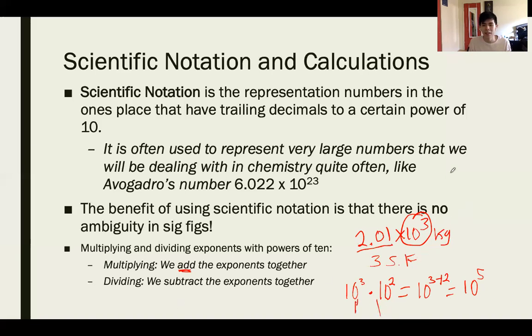And then let's say we're dividing them now. So we have 10 to the power of 3 divided by 10 to the power of 5. Now we're going to subtract the exponents instead. So we would do 3 minus 5, which gives 10 to the negative 2.